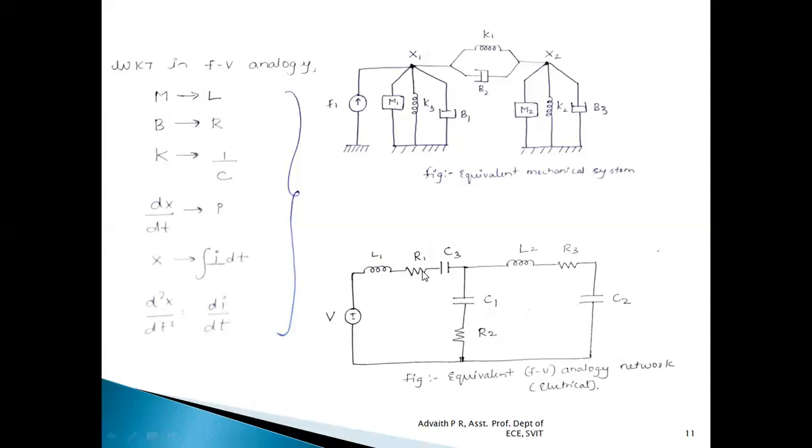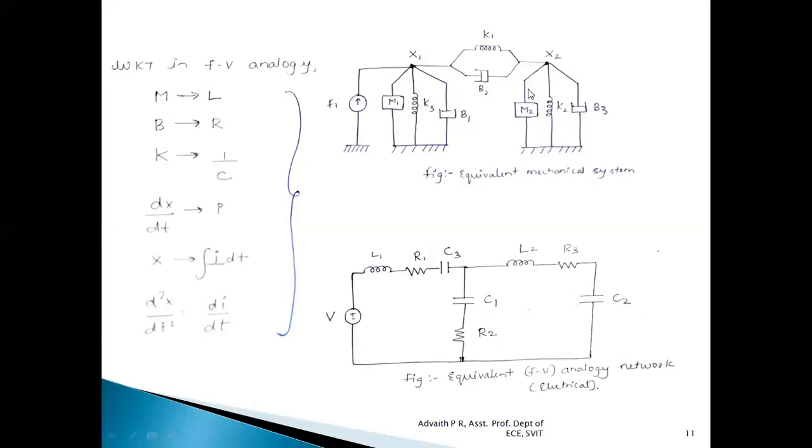Next, similarly, with respect to the node x2, M2, K2 and B3 are completely under the influence of x2. Hence, when we plot the FV analogous circuit, M2 is analogous to L2, B3 is analogous to R3, and K2 is analogous to 1 by C2. Or in place of writing 1 by C2, I can write C2, which is equivalent to 1 by K2. It is just a way of representation.